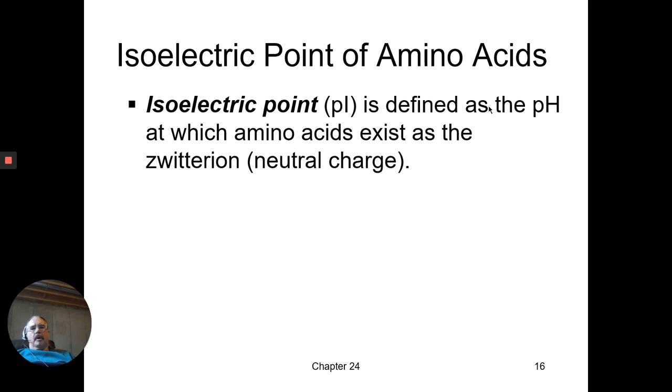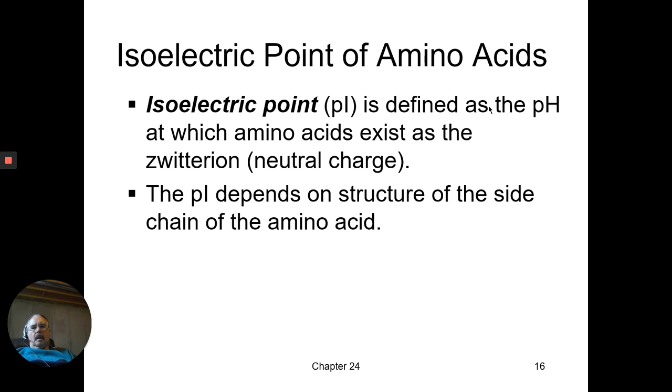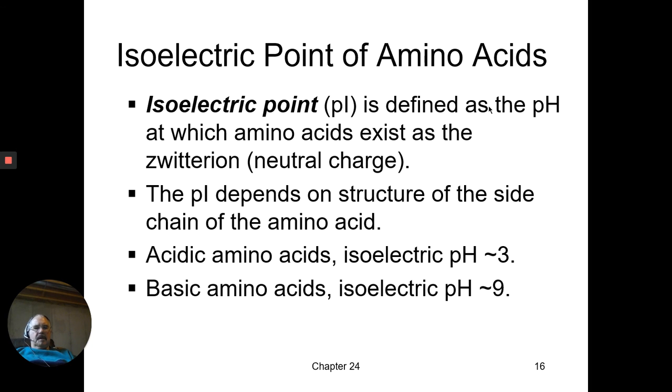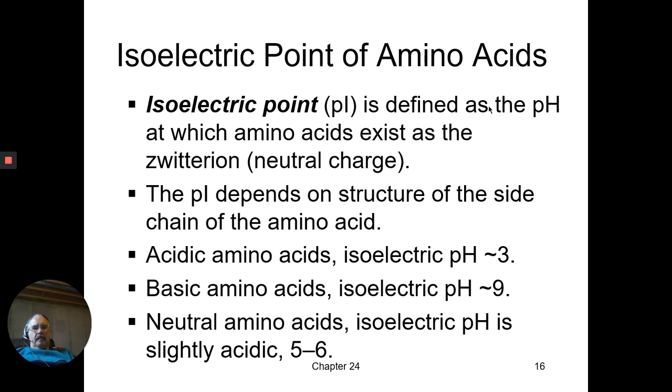Okay, the isoelectric point, or pI, is defined as the pH at which the amino acid exists as the zwitterion. The charges are balanced, so overall the zwitterion has a neutral charge. And the actual isoelectric point depends on the structure of the side chain. Okay, for acidic amino acids, those with an acidic side chain, the isoelectric point is about 3. For basics, it's about 9. And for most of the others, it's about 5 to 6.